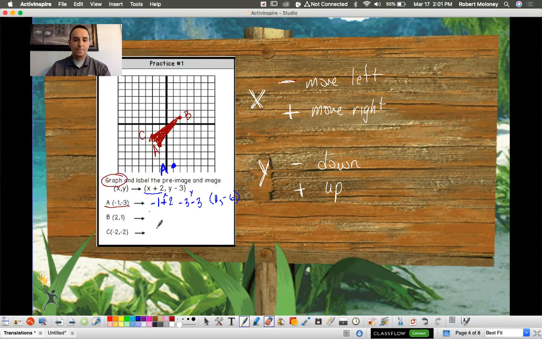Okay? All right, so anybody want to take a shot at B, the new location for B? Yeah. All right, go, Jalen. So the x would be 4, and then the y would be -2. Nice job. So that's going to come over 4 here and down 2. So this is my new location for B.